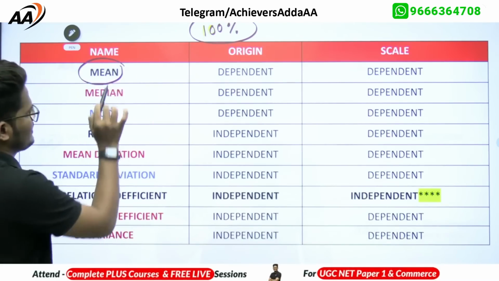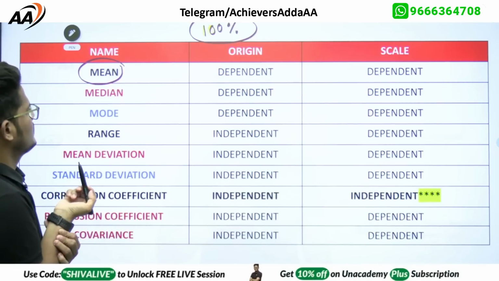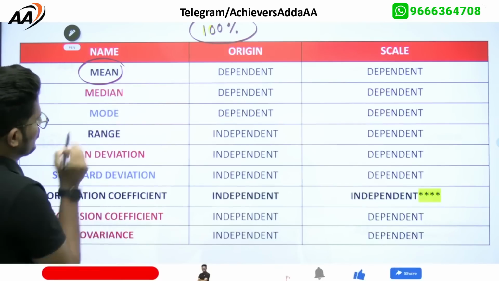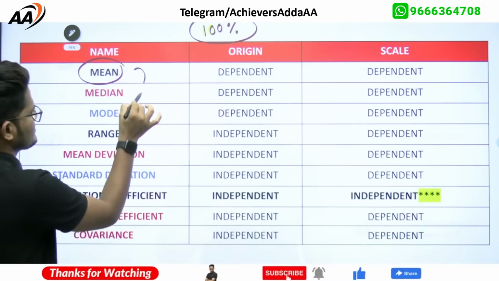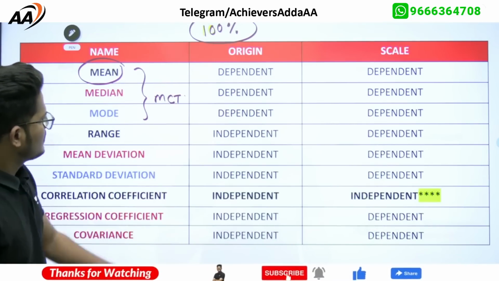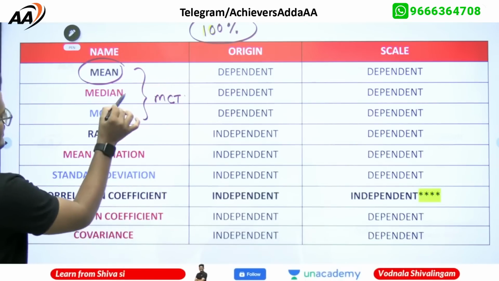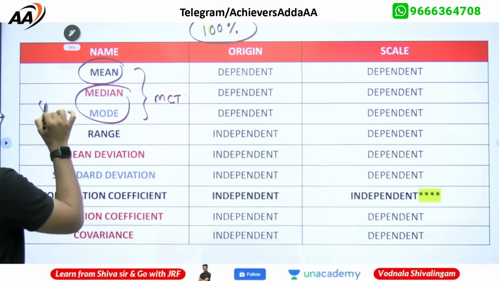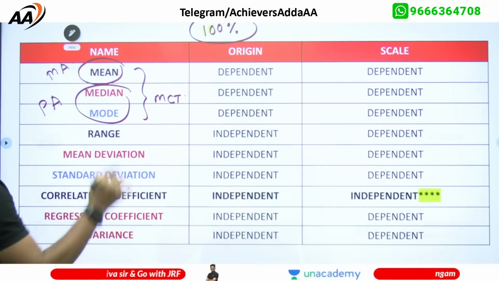For the mean, which is a central tendency, there are three things: mean, median, mode. These are measures of central tendency, MCT. Right? So the mean is a mathematical average, whereas the median and mode are positional averages.